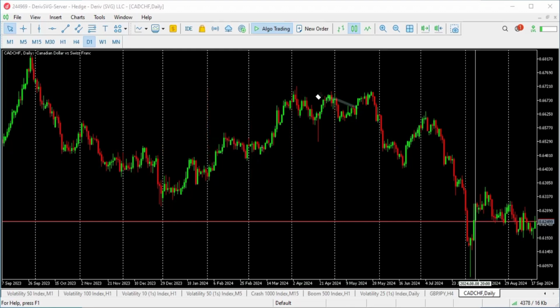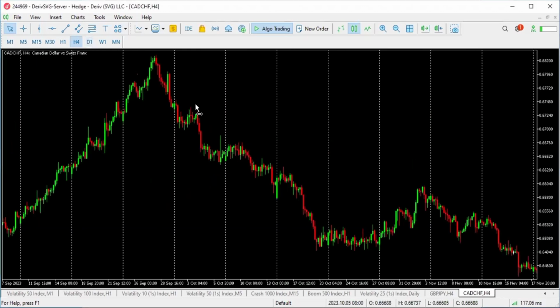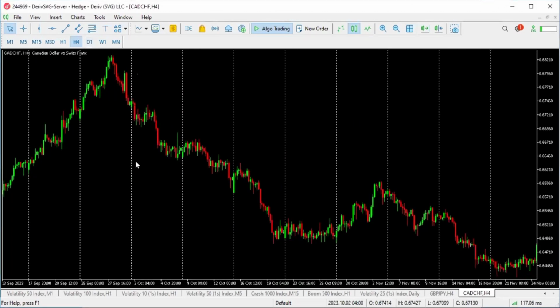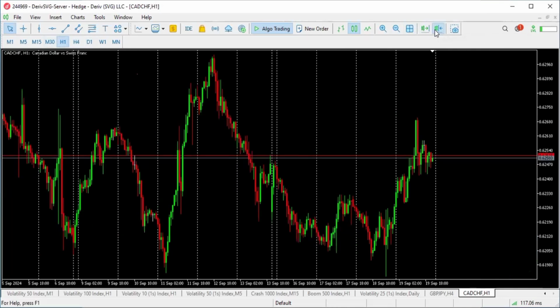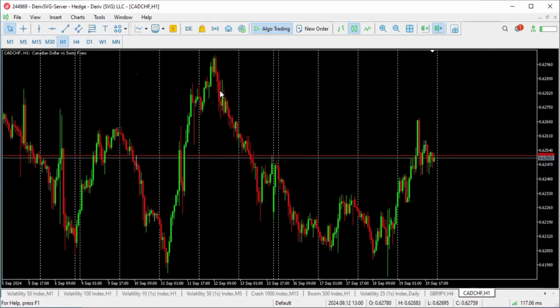On the H4 chart, the periods are separated into weeks. So from here to here is 1 week, from here to here is another week. And on the H1 chart, it's separated into days. So from here to here is 1 day. Each period has its own timing that it represents.